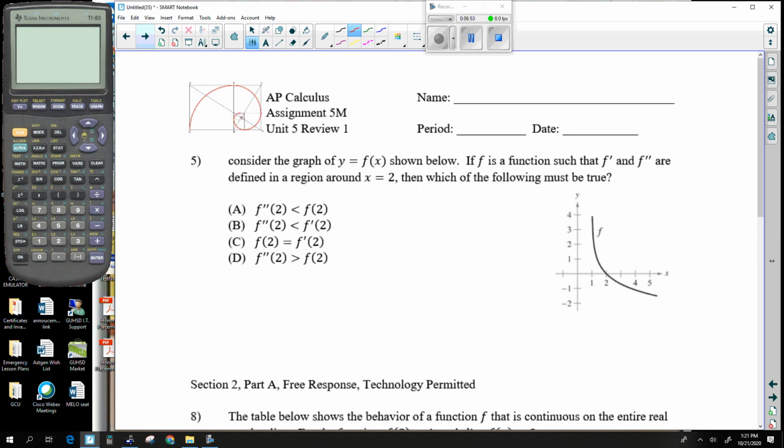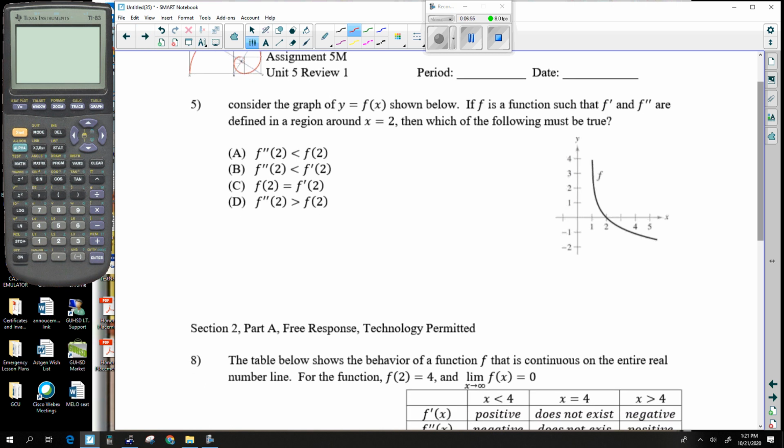Okay. Consider the graph of this, so f is y. If the function f is such that f prime and f double prime are defined in the region around 2, then which of the following must be true? Okay, so 2. Let's take a look at 2.